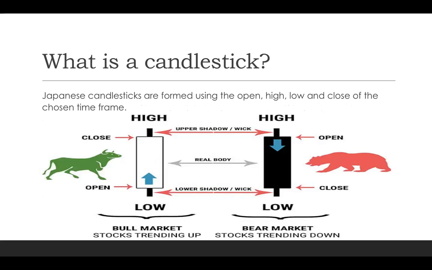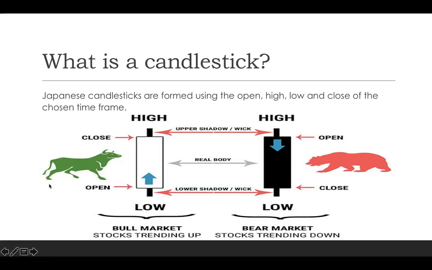So what is a candlestick? The Japanese candlesticks are formed using the open, the high, the low, and the close of the chosen time frame. So there are 4 elements to a candle or a candlestick. You have the high, that's the highest point that the candle would have reached. Low, the lowest point. You have where the candle opens and where the candle closes.